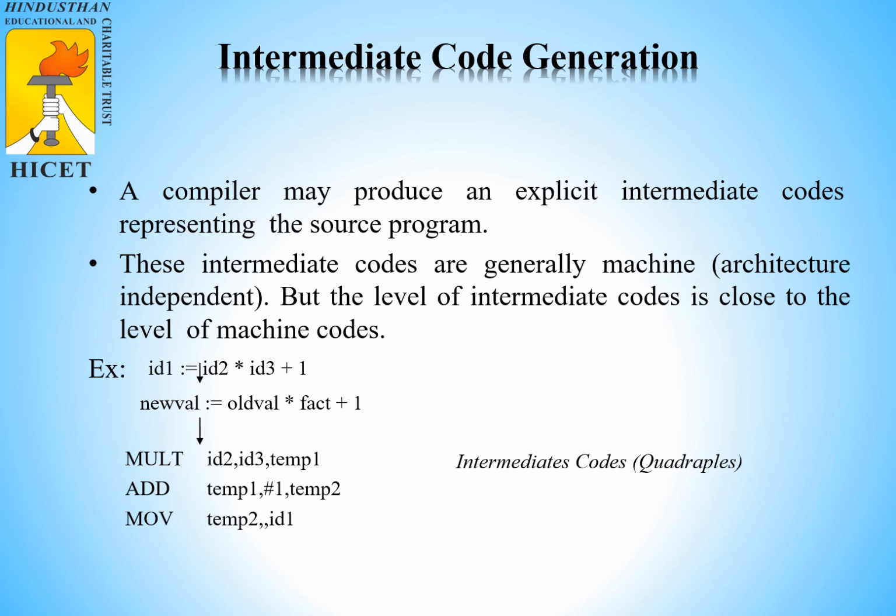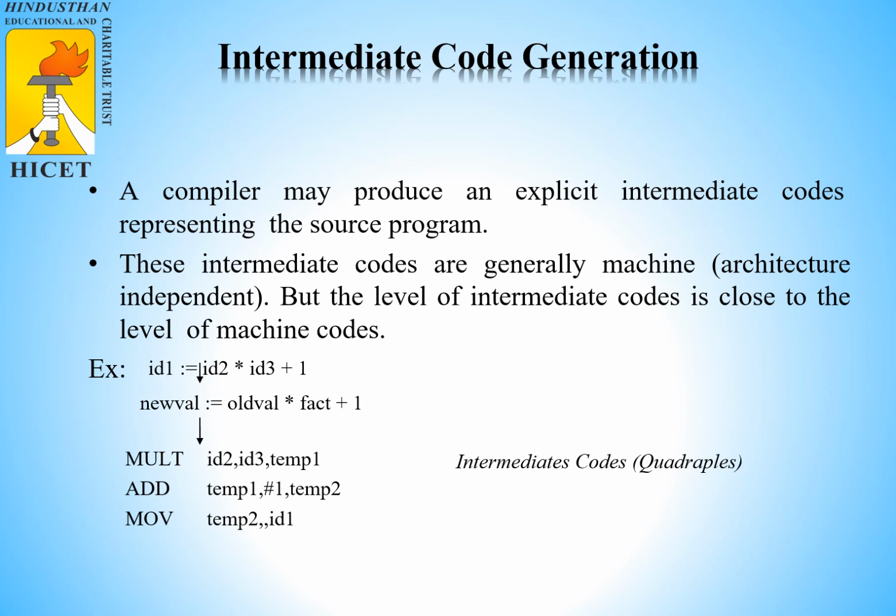Next, the phase is intermediate code generation. Actually, it is a synthesis part. It accepts the input from the semantic analyzer and in turn generates the intermediate codes from this. A compiler may produce an explicit intermediate code representing the source program. These intermediate codes are generally machine independent, but the level of intermediate code is close to the level of machine code.